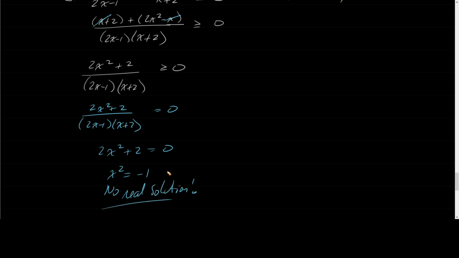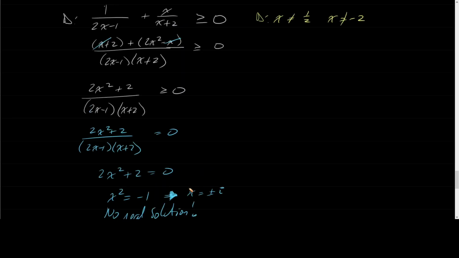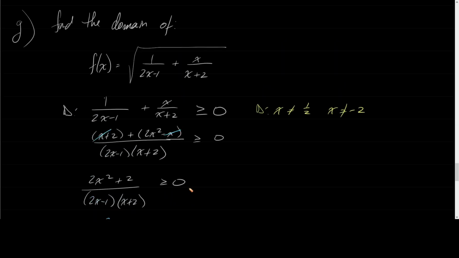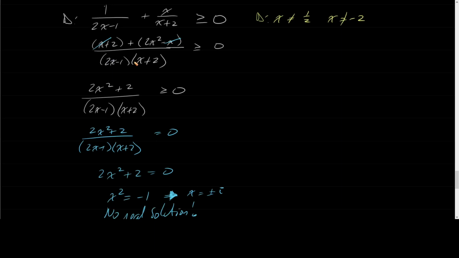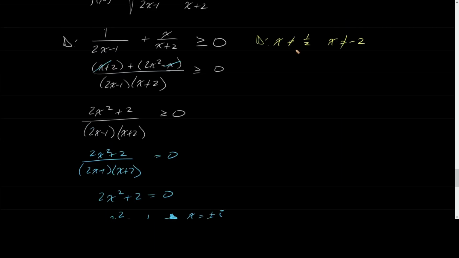So because this doesn't have a real solution here, we don't need to test around these x values, right? Technically, this would give us x is equal to plus or minus i if we were working with the complex plane. But since that has no real solution, and besides, we're looking for the domain of a real function here, we're not going to use that at all. So we just need to test around these values into this inequality.